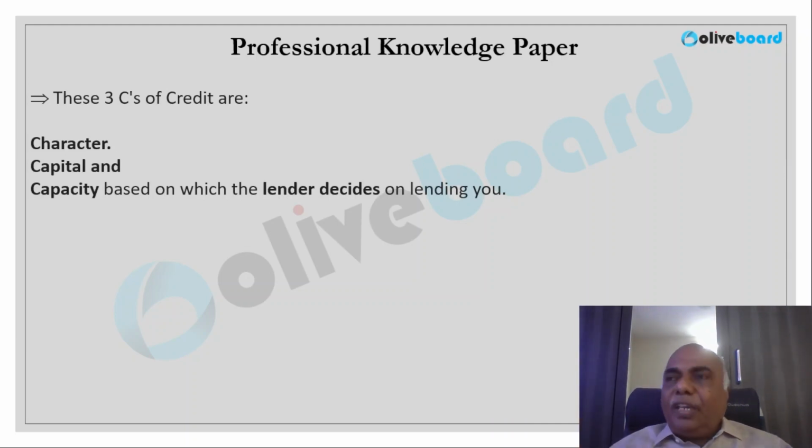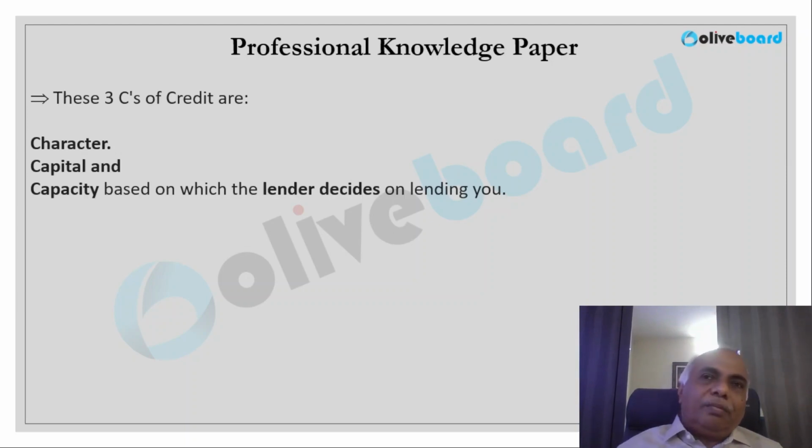Whenever the lender lends to you as a borrower, your character will be decided. The bank will verify your character, whether this borrower has taken any loan from any bank and defaulted or not. That's why the best verification is the CIBIL score, Credit Information Bureau of India Limited. If the borrower has taken a loan and paid promptly, the score will be higher. If not paid promptly, the score will reduce.